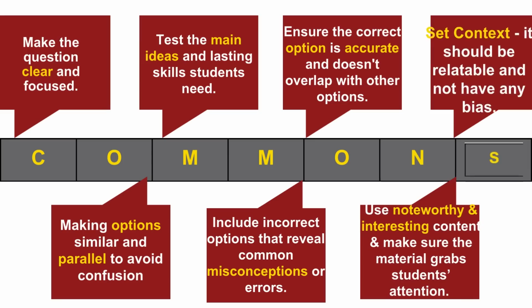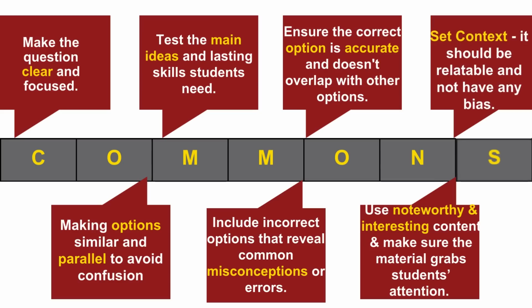And S is to set the context. It should be relatable and not have any bias. So use this mnemonic COMMONS for easy recall. C is for clear. O is for options which are parallel. M is for main ideas. Another M is for misconceptions. O is for options that are accurate. N is for noteworthy and interesting content. And S is to set context.